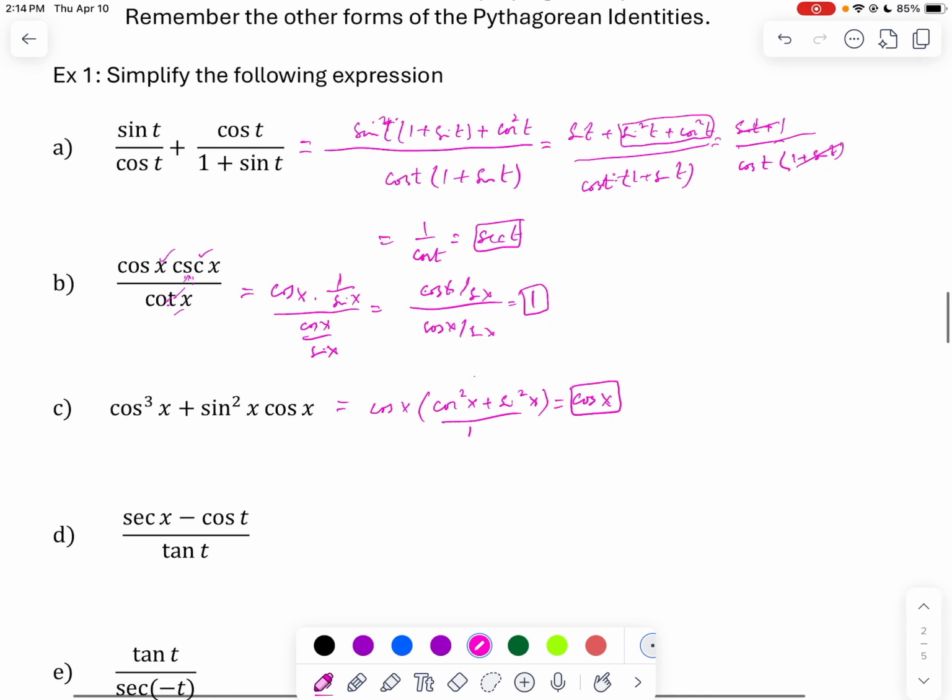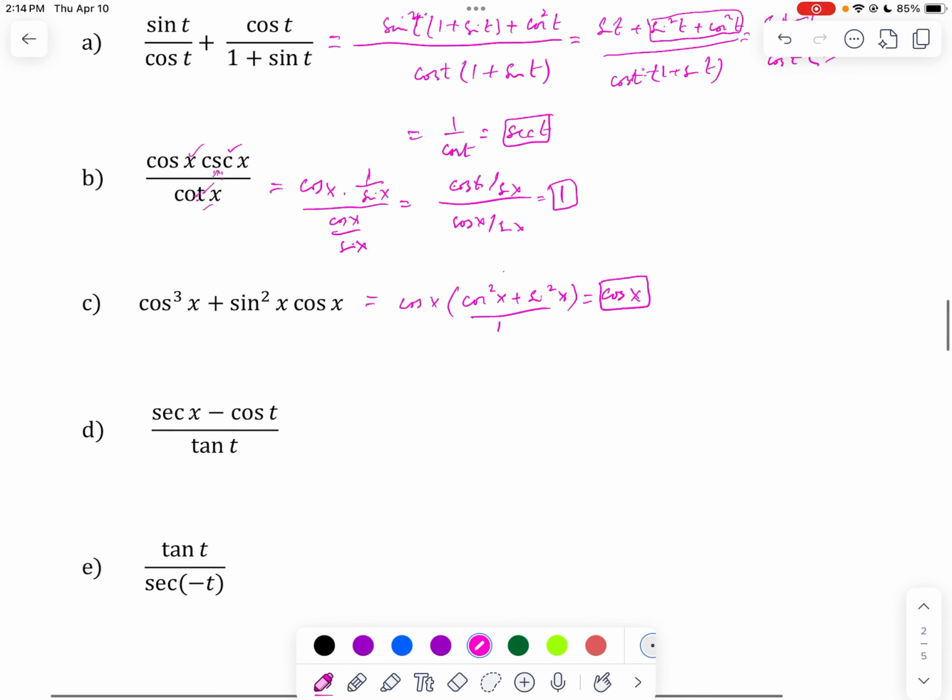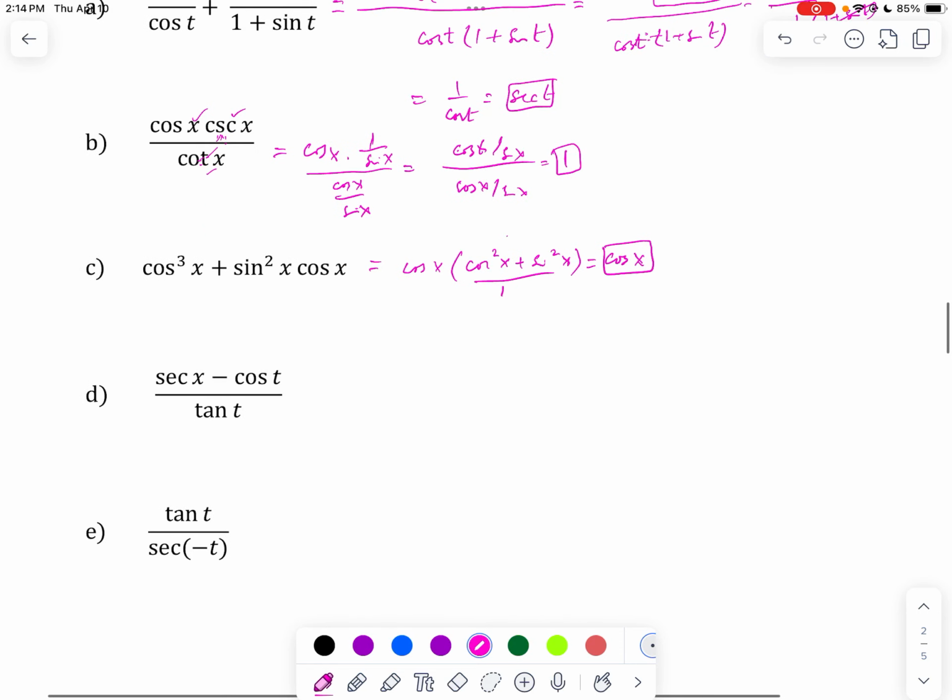Okay, so the next two I will let you try, and then I'll come back and show you the simplification, and then you can check what you got.